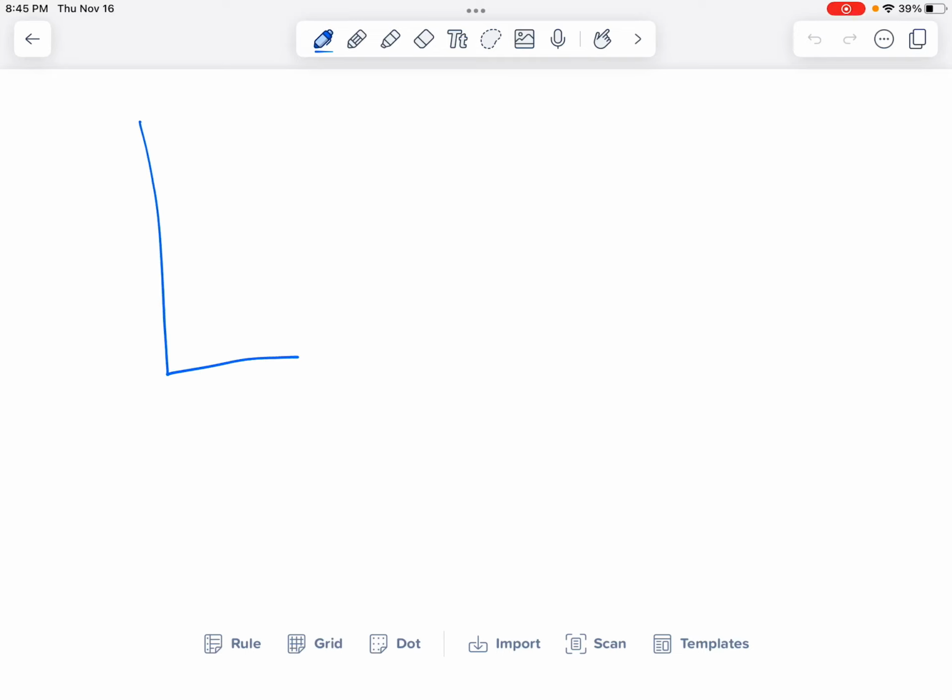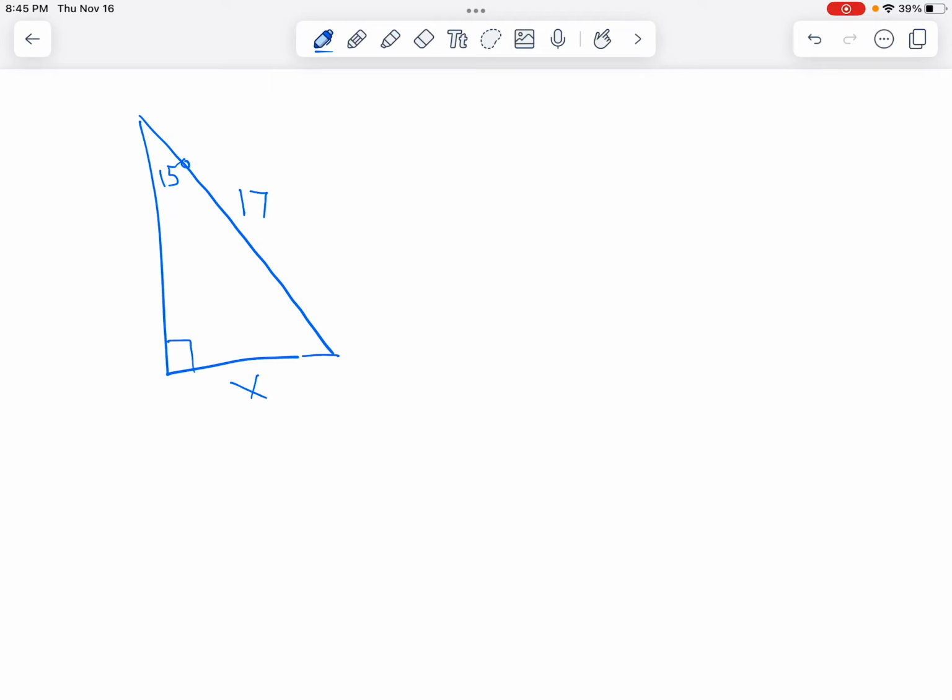You have a triangle like this, and you know the angle here. Let's say this is a 15-degree angle, and you know this side is 17 feet long, or inches, or whatever your unit is, and you want to find x. So how are we going to do that?